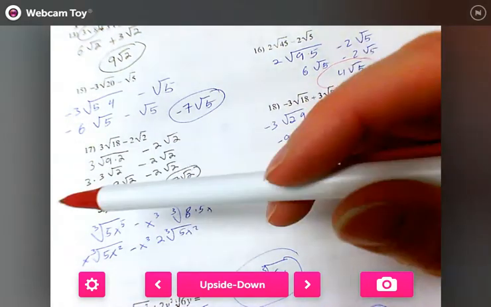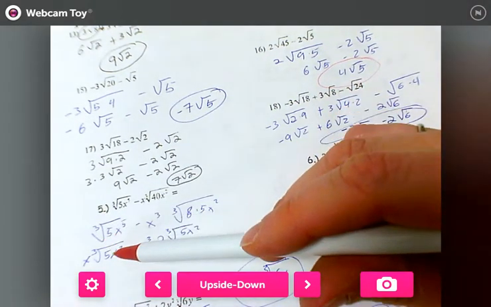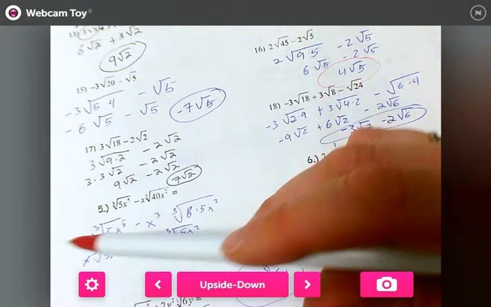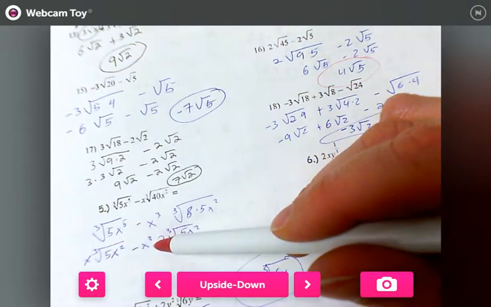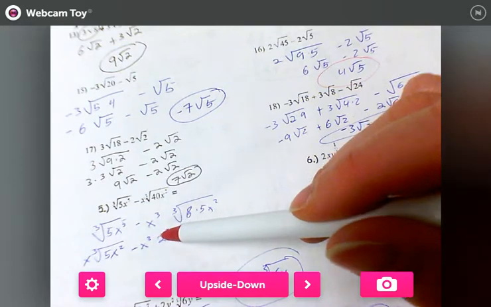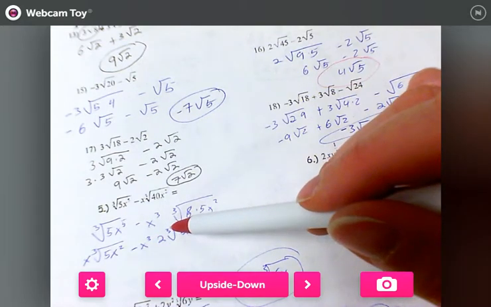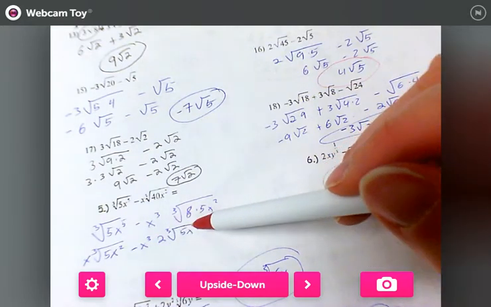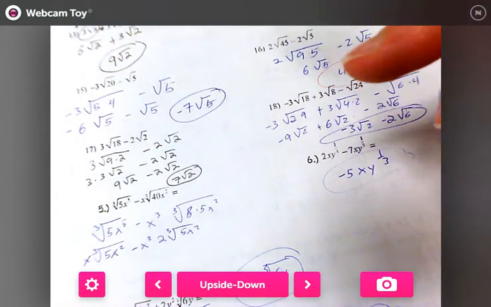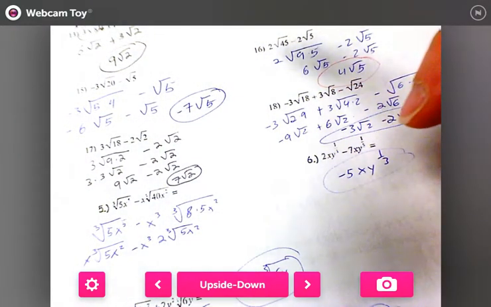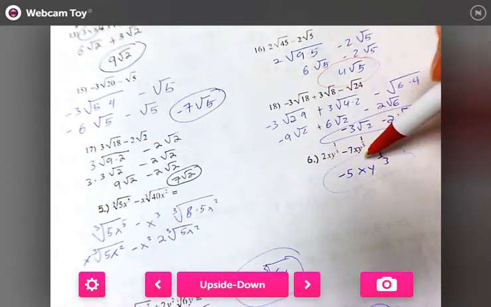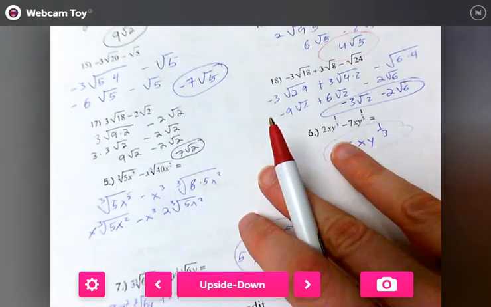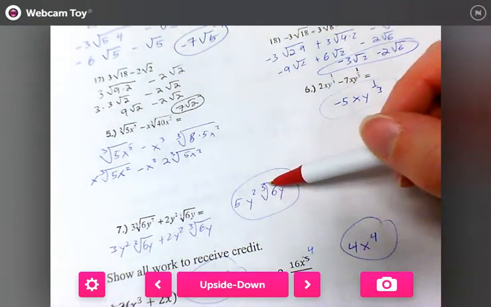5 is x to the 3rd power square root 5x squared minus x to the 3rd power 2 times the 3rd root 5x squared. Yeah, I got a more simplified. Okay, I might have, we'll look at that one again. 6, I got -5xy to the 1/3 power. 7, I got 5y squared to the 3rd root 6y.